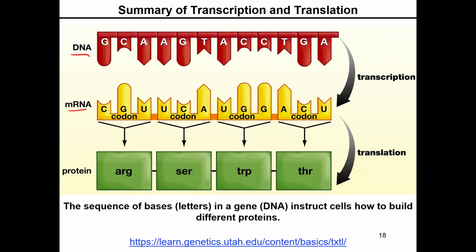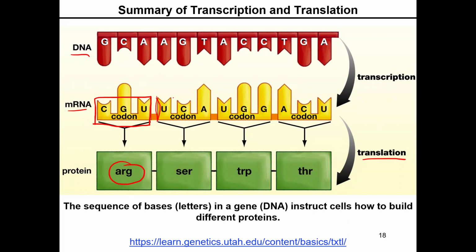So once we've done that, what we're going to do now is translate that. We're going to take a look at our codon chart, and we're going to look for a CGU. Once you find CGU, you can see that our protein is going to be ARG, or our amino acid is going to be ARG. So that's how we're going to figure out what that's going to code for.